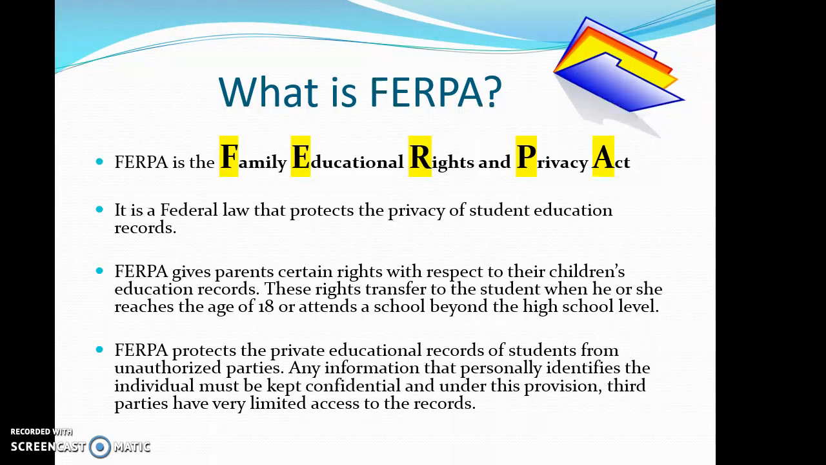FERPA protects the private educational records of students from unauthorized parties. An example of an unauthorized party may be a community organization which a student may be joining or trying to be a part of, and that organization contacts the school about the child's academic records. Well, the school is not at liberty to release those academic records without written consent from the parent. So that is one example of an unauthorized party.